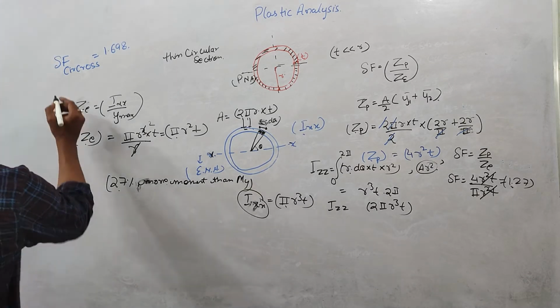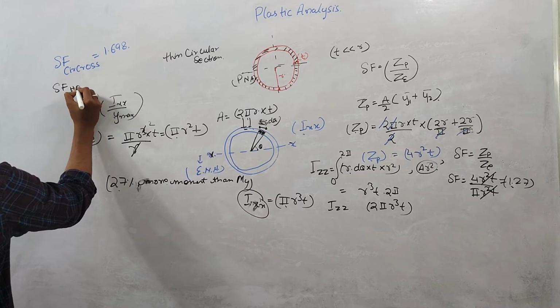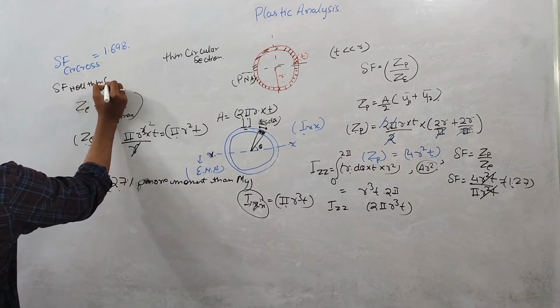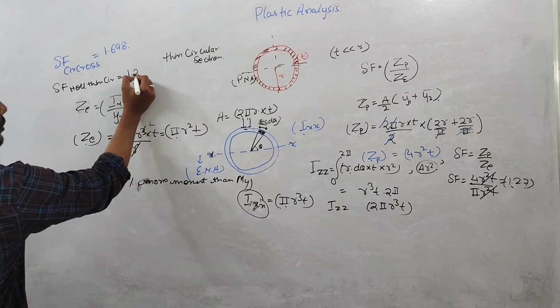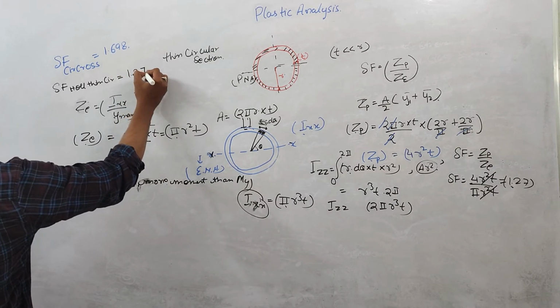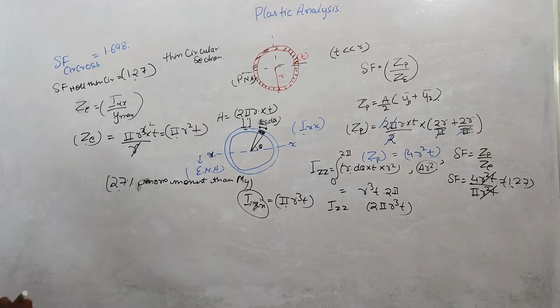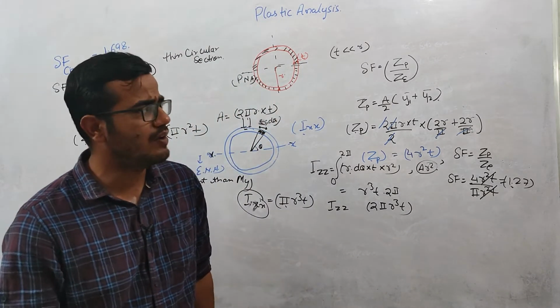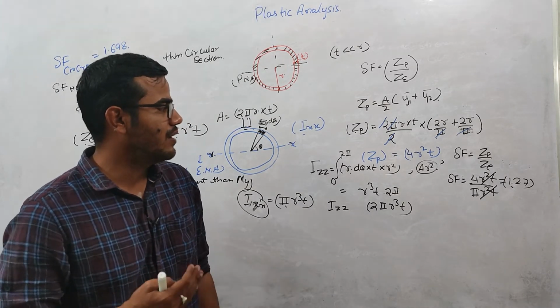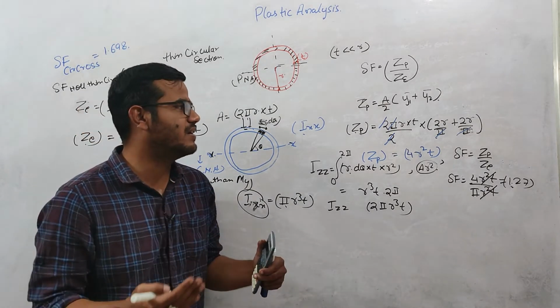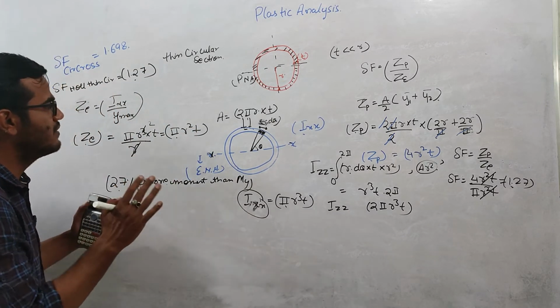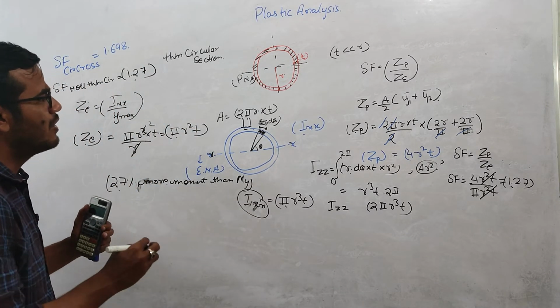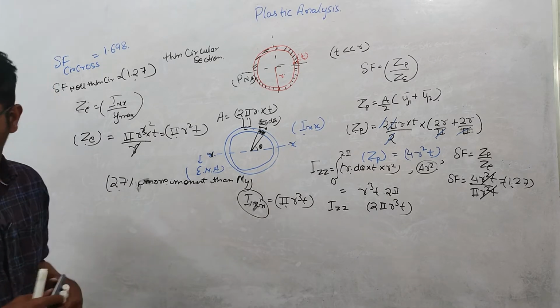Okay, here the shape factor for hollow thin circular section is 1.27, right? Now we will be calculating the shape factor for the diamond cross section, and we'll see what value will come for the shape factor. After analyzing these three cross sections, we'll conclude some result from that.